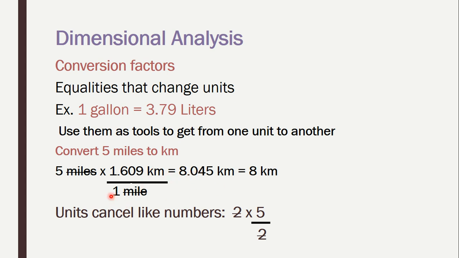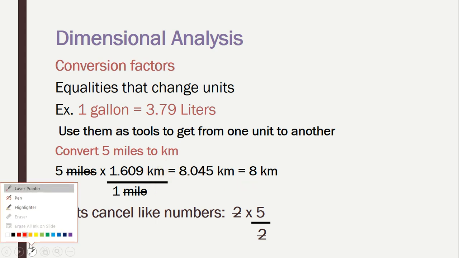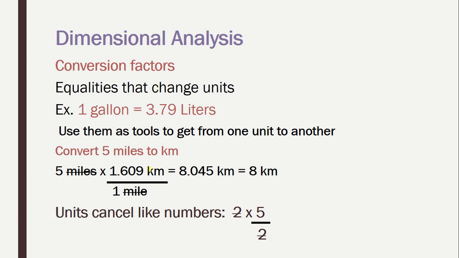And because they're equal, we are able to change miles to kilometers, and we can cancel our units like you do with numbers. You know that 2 times 5 over 2, we cross off the 2s and say that equals 5. Well, 5 miles times 1.609 kilometers per mile, the miles cancel. And now the only thing left standing is kilometers, and that's why kilometers is what lives. And then we round to significant digits. Since this is a definition, we say it has infinite significant digits, so the 5 is what dictates this. So we have 1 significant digit in the answer.